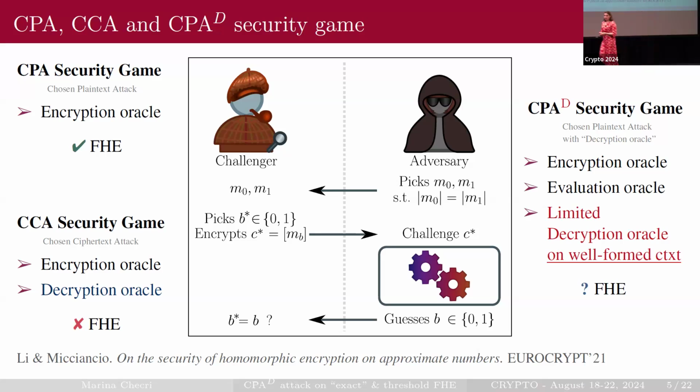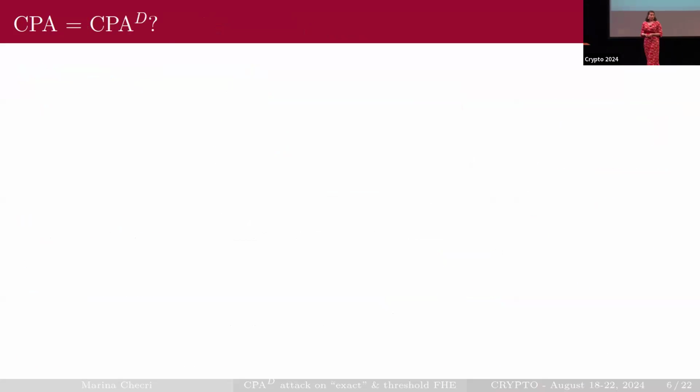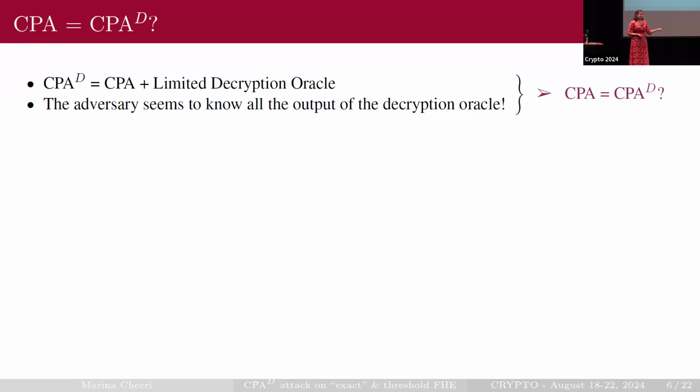So at the other end, how far is it from CPA? Well, at first glance, not that far. This limited decryption oracle shouldn't give Eve any advantage because, say, if she chooses M, she chooses F, well, she can simply compute F of M. And more generally, she can compute every output of the decryption oracle. So CPAD seems to collapse into CPA security. You see me coming? There's a flaw.